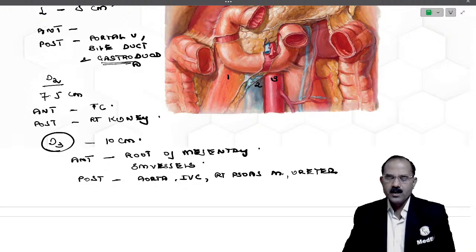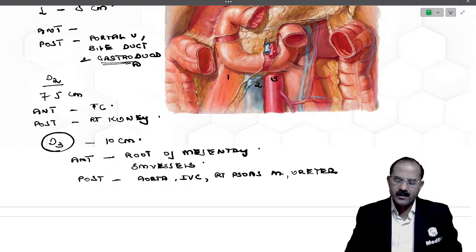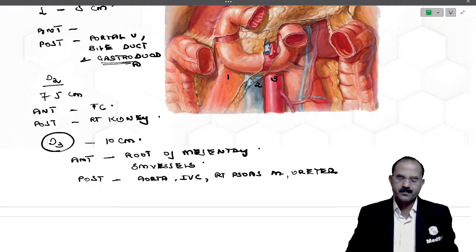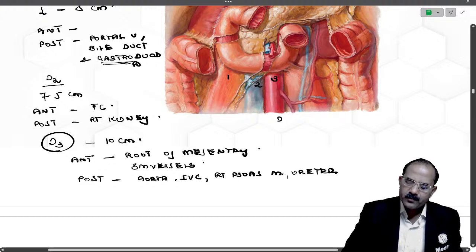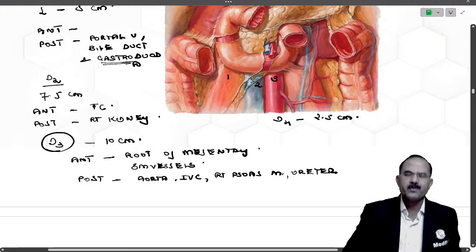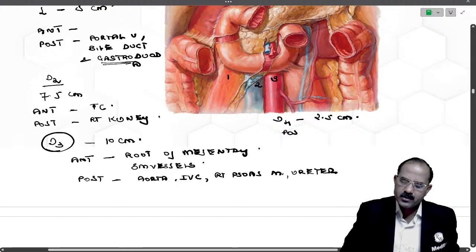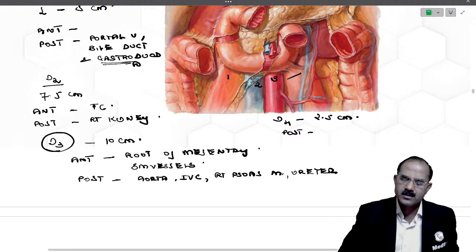Clear to all of you? So the right psoas major, the right ureter, the aorta and the IVC are going to form the posterior relation of the third part of the duodenum. Now coming to the fourth part of the duodenum, it is 2.5 centimeters in length, nothing specific. Can you tell me the posterior relation of the fourth part?